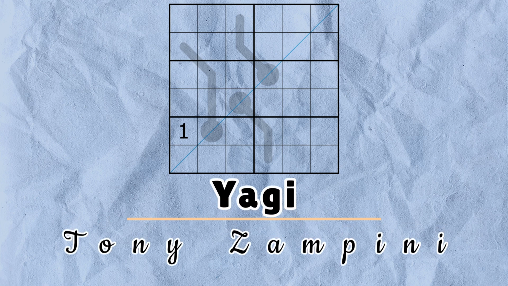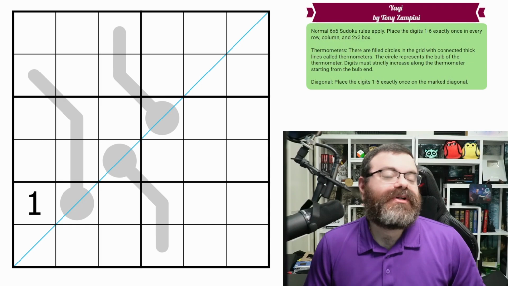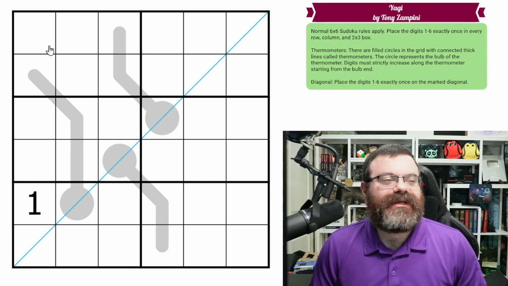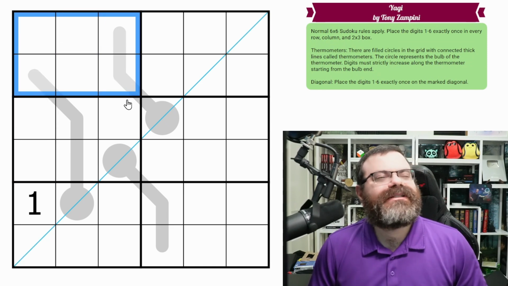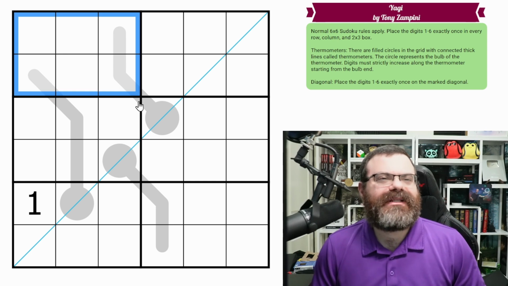Hello, let's continue our Sudoku adventure with Yagi by Tony Zampini. So we do have normal 6 by 6 Sudoku rules, meaning in each row, each column, and each 2 by 3 box, we are placing the digits 1 to 6 exactly once each.